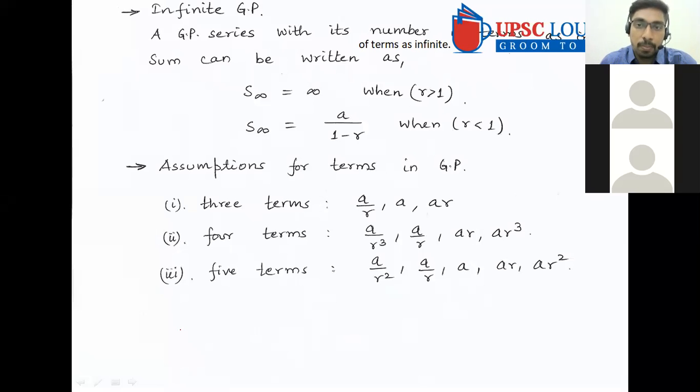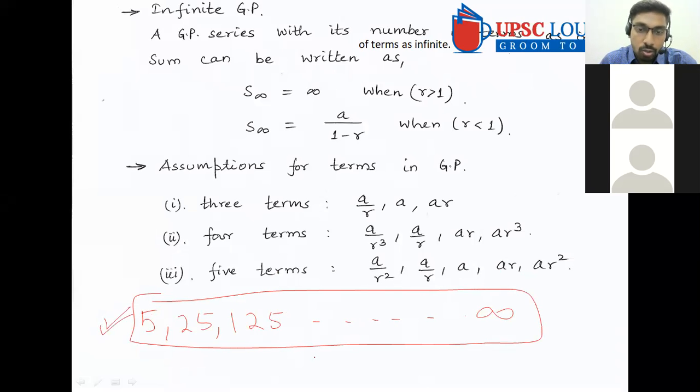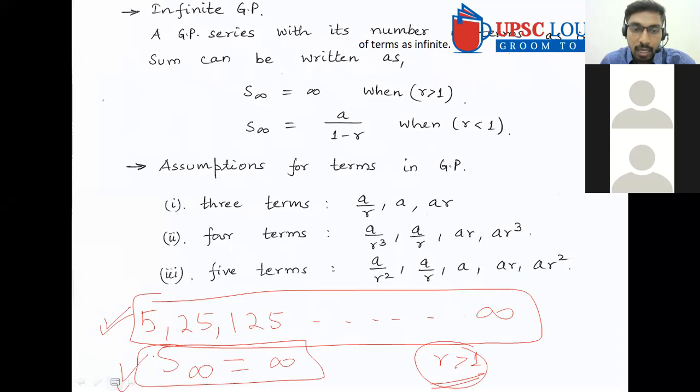So infinite GP. Suppose somewhere it is written like 5, 25, 125 and so on up to infinity. Then what will you do? For these kinds of questions, if the value of r is greater than 1, the sum up to infinity will be infinity. Why? You are moving in the positive direction up to infinity, so when you add, you will get an infinite value. So if r is greater than 1, you will get an infinite value.